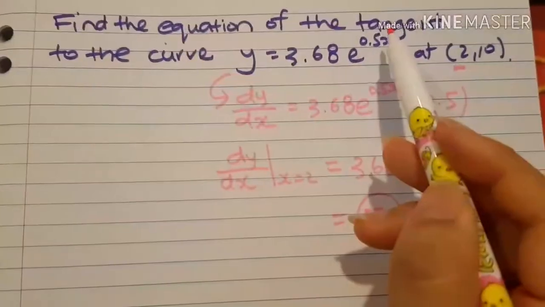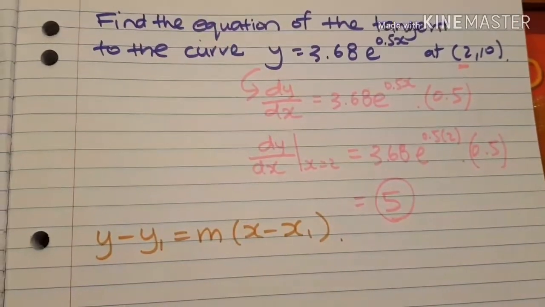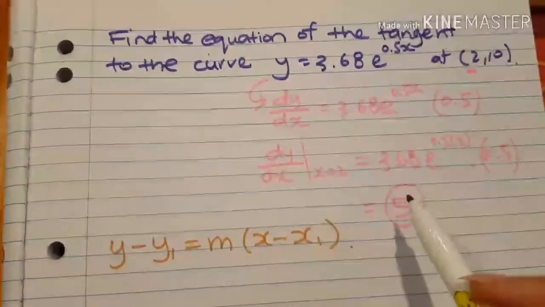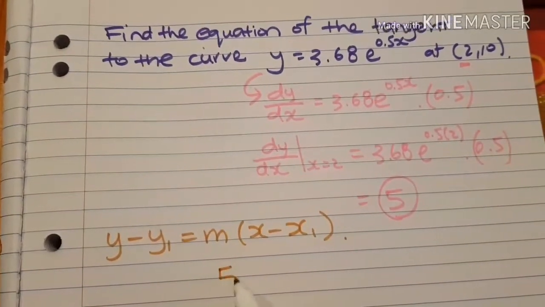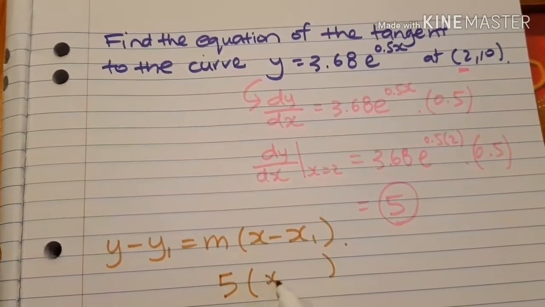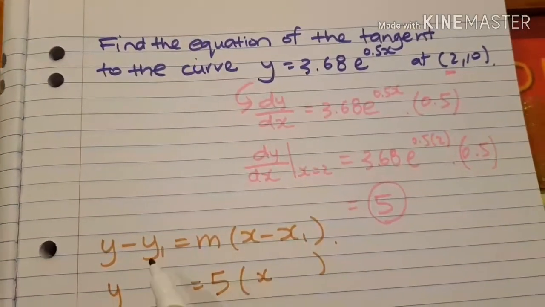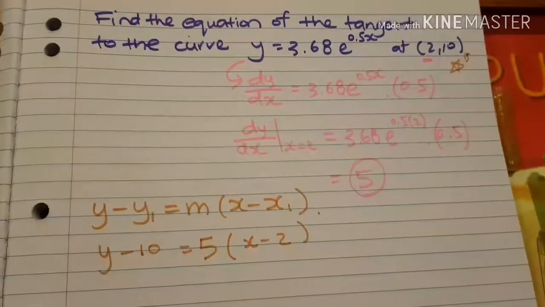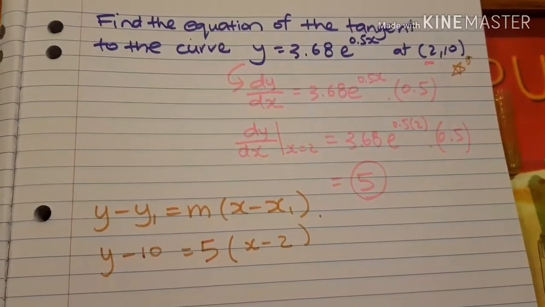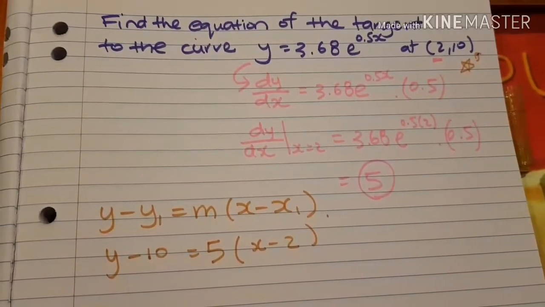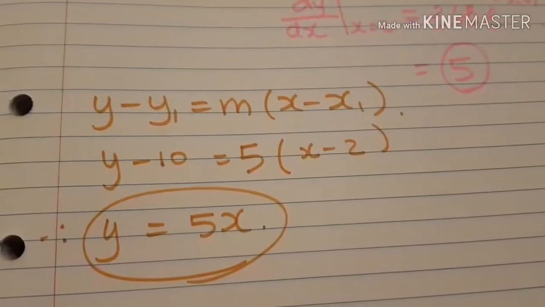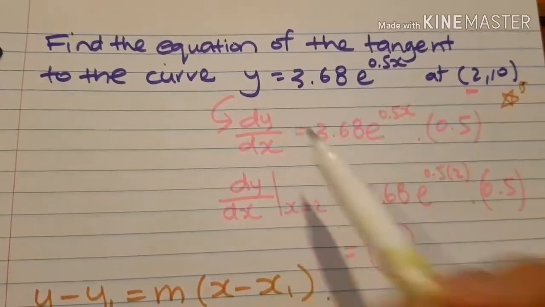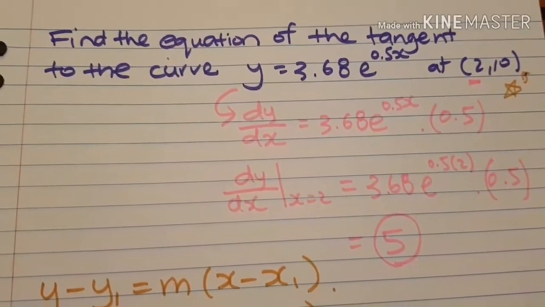Okay, now let's find the equation of the tangent. Okay, so finding the equation of the tangent, this is the form, right? The m is 5. Okay, x, y, I'm gonna write it down. What's my y1 and x1, which is this coordinate over here? So you can substitute the values like this. And let's rearrange and simplify the equation. If you do that, I'll get y equals 5x. Okay, and that will be the equation of the tangent to the curve when x is 2.